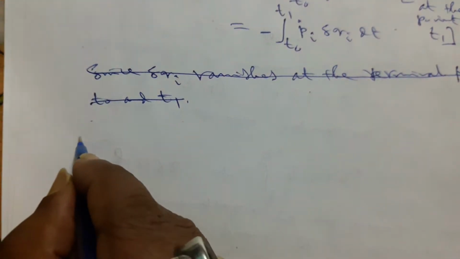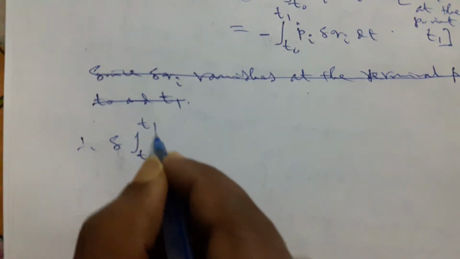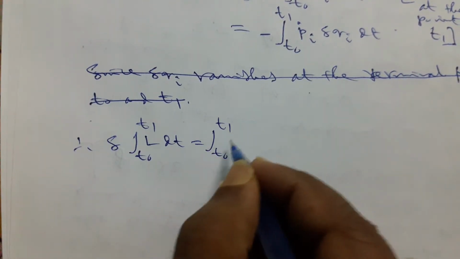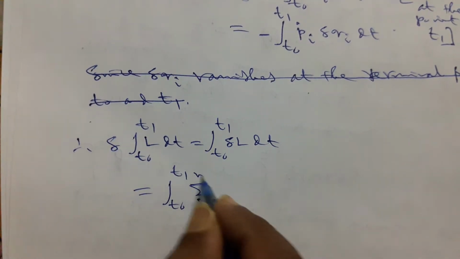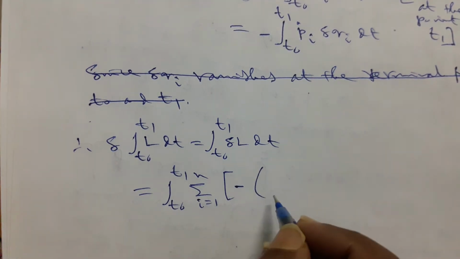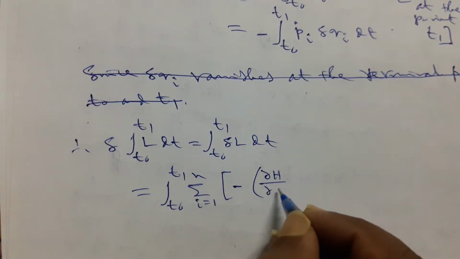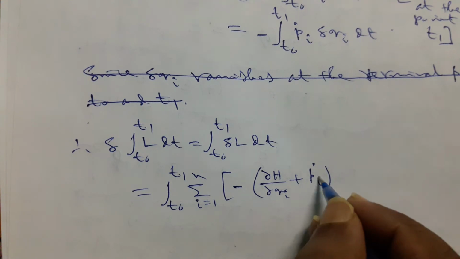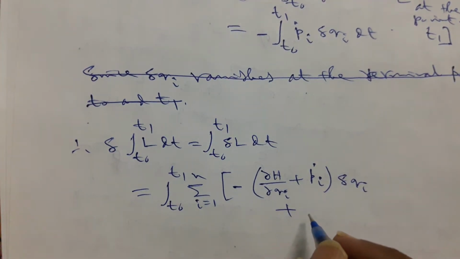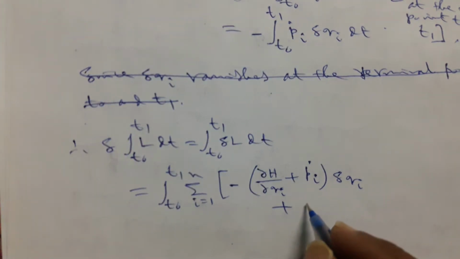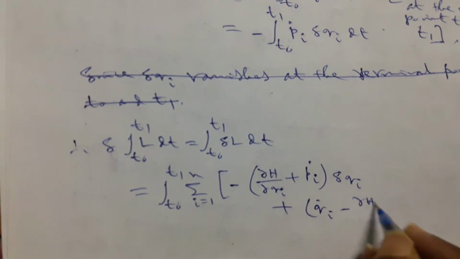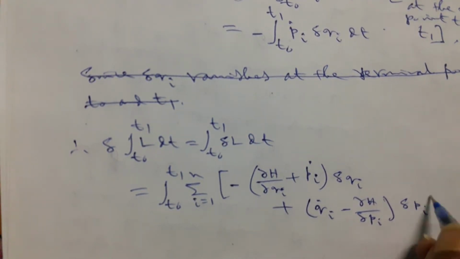Now here we can write, therefore, del of the integral t0 to t1 of L dt, that will be the integral t0 to t1 of del L dt, that will be the integral t0 to t1 of the sum of i equals 1 up to n of minus, we can write it as, del H del qi plus pi dot del qi, plus, if we take within the bracket and already converting these terms pi to qi using this result, and qi dot minus del H del pi, dt.